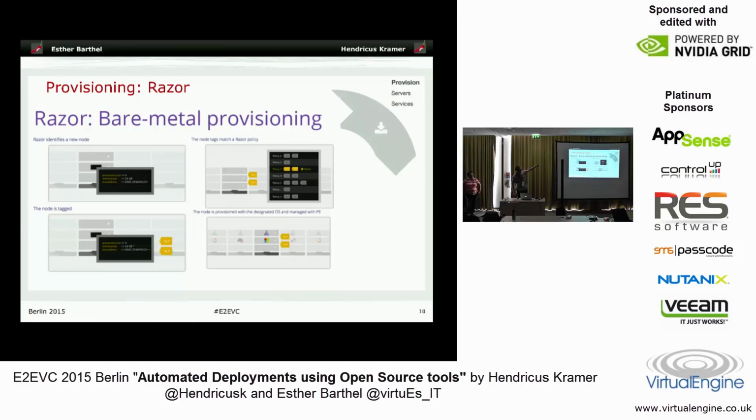So the first image is when you power on the hardware. It tells here that this machine has 4 CPUs, 16 gigs of memory. Here the node is tagged. You see tag A and tag B. The tags are based on the processor and the memory. The next thing, Razor chooses a policy which matches the tagging. And the third thing is it will deploy a Windows machine with Puppet agent.